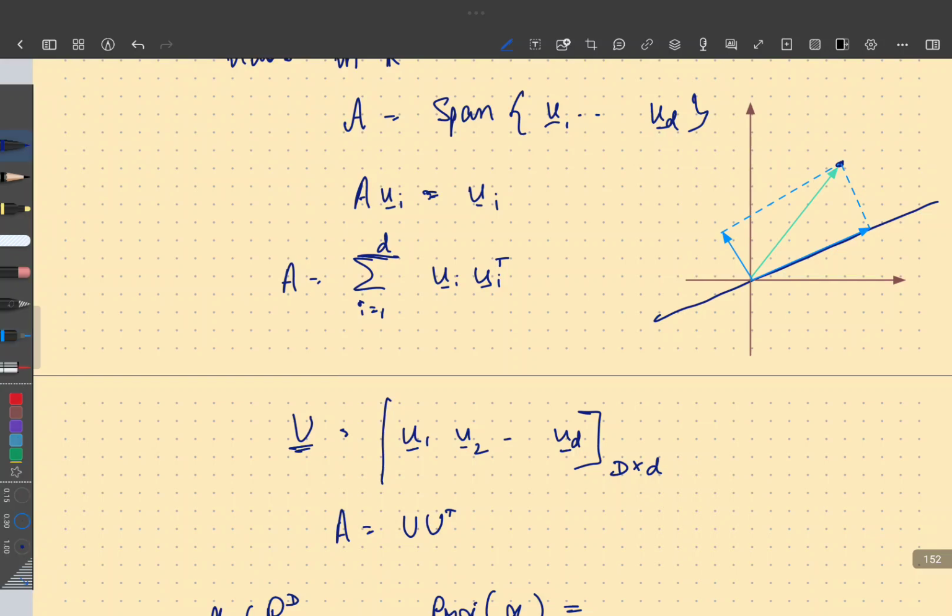So let's visualize this using a picture. I'm given some subspace that I'm interested in, spanned by these vectors. The subspace has some particular basis, which consists of u1, u2 up to u little d. Now I'm given an arbitrary vector that is potentially outside this subspace, and I want to find the projection, the minimum Euclidean distance projection of this vector down to the subspace.